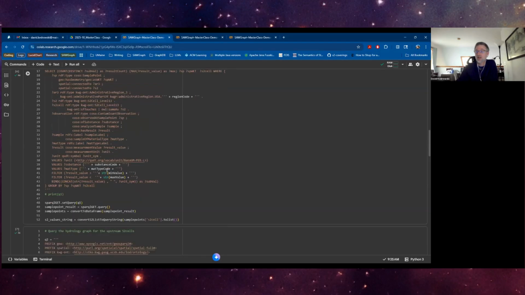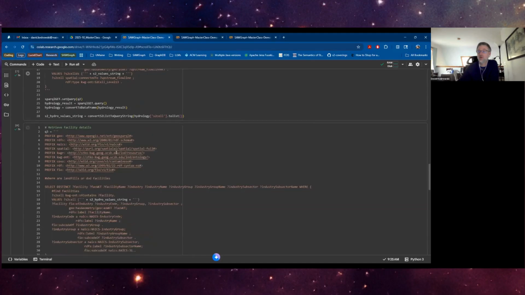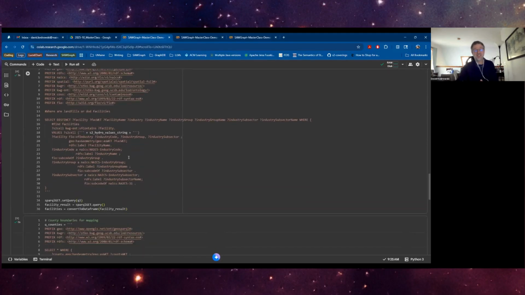The S2 cells are transferred into a second query where we start with what would be downstream flow paths of rivers, and then we trace upwards and try to find all of the streams and network pieces that are upstream from the downstream pieces, and therefore from the sample points. And then we take S2 cells that are along all of those and we transfer them to a third query. And in that third query, we look for facilities that are within those S2 cells along those rivers. So we're finding facilities that are near and along the rivers.